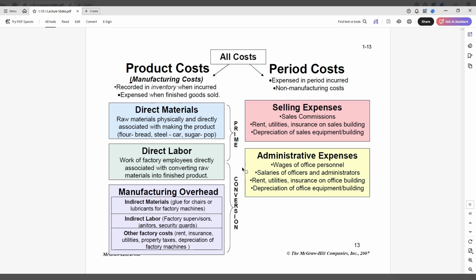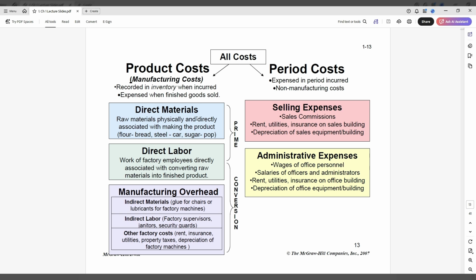Okay, this one's a little busy, but it does do a good job of further breaking down this distinction between product and period costs. When it comes to the period costs, we just talked about sales and administrative, so expensed in the period incurred, non-manufacturing, so that's good there. So let's focus in on our product cost side. Again, these are manufacturing costs, costs that happen in the factory, if you want to think of it that way, recorded as inventory when they are incurred, or the word I keep using is capitalized. But anyway, mostly they're being recorded as inventory specifically, and expensed when they're finally sold.